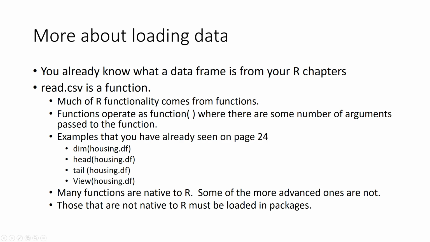All right. You already know what a data frame is from your R chapters. So read.csv is a function. I've already talked about functions. Much of R functionality comes from functions, and they look like this. The name of the function with an open paren and a closed paren, and all of your arguments go into what's between those parens. Okay. There are a couple of functions listed down here. We have dimension, we have head, we have tail, we have view. I'm not going to go into these in detail until we actually load the data file. So the next thing to do is to go out and load the data file.